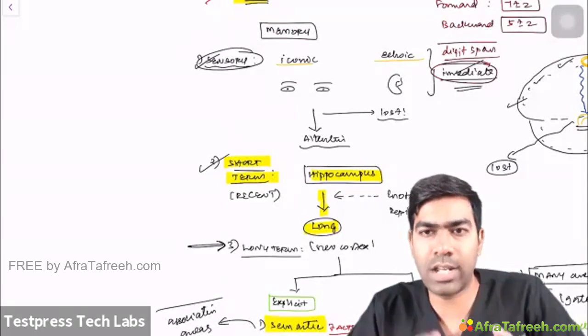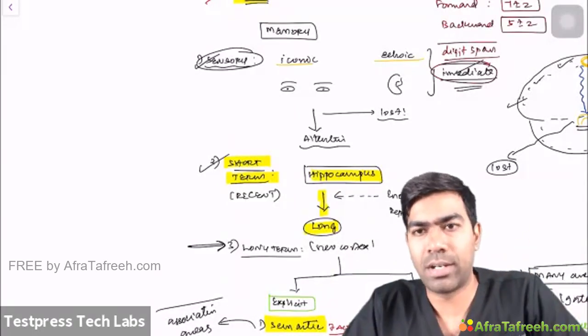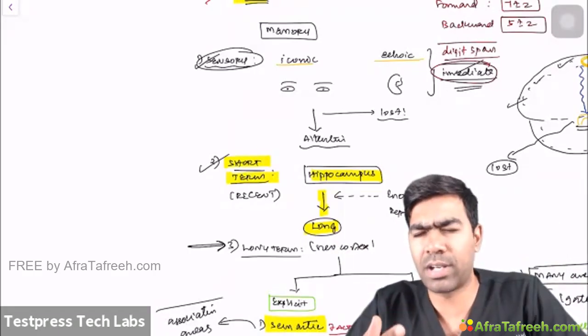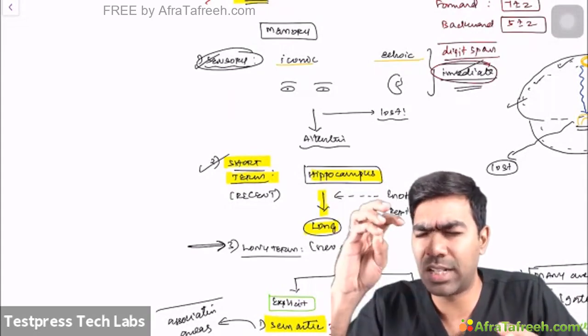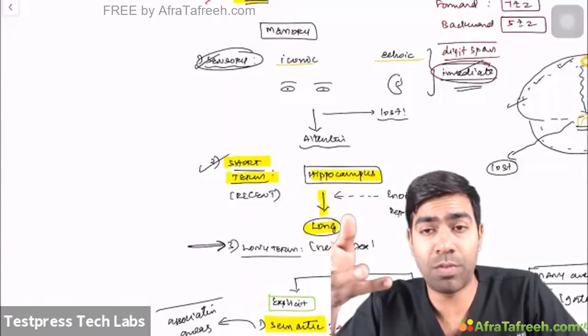We know that if one area is not functioning properly, that area will be covered up by another performance. For example, these patients may be very sensitive in smell, taste, and touch and all these things. That also is a form of iconic memory only. This form of sensory memory only.